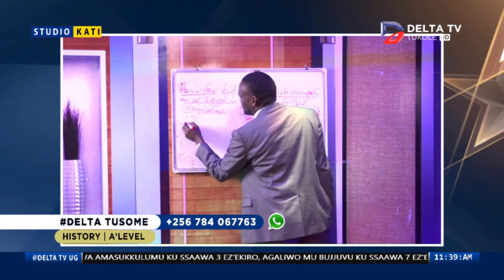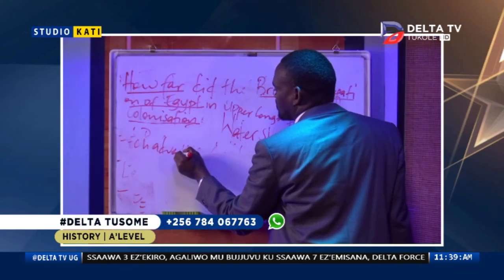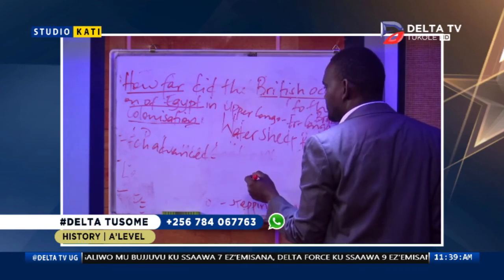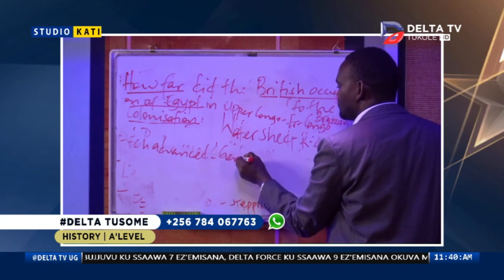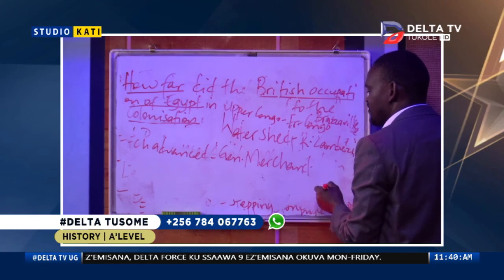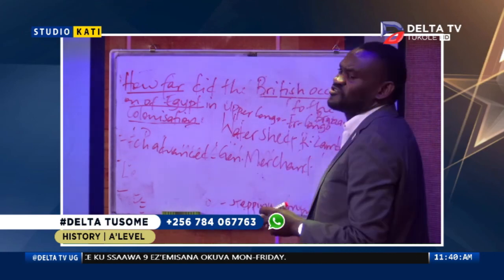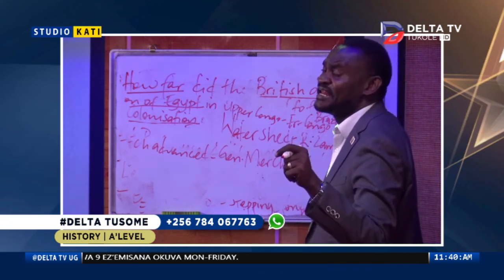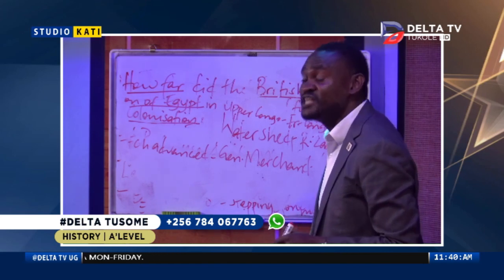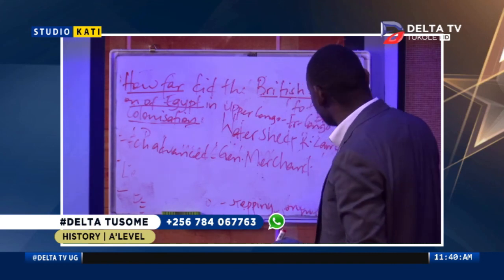So what happened? The French advanced from Upper Congo under their general, General Marchand, who led the French forces all the way from Upper Congo. And of course, the British could not sit back. Remember, to them, Egypt was the Nile, and the Nile was Egypt. They were not ready to let any European power occupy any of the territories along the Nile Valley, for that would have disorganized their activities in Egypt.